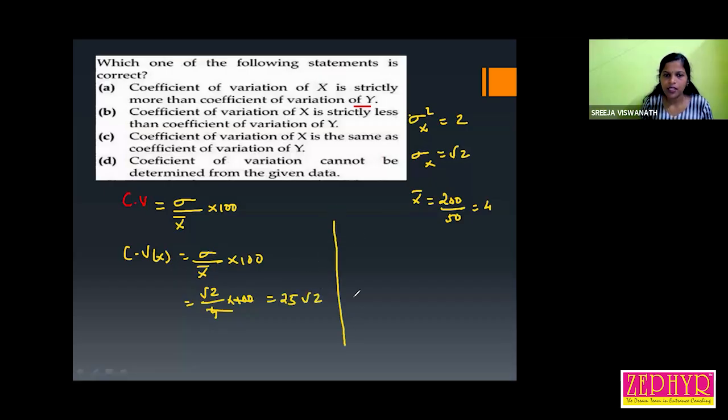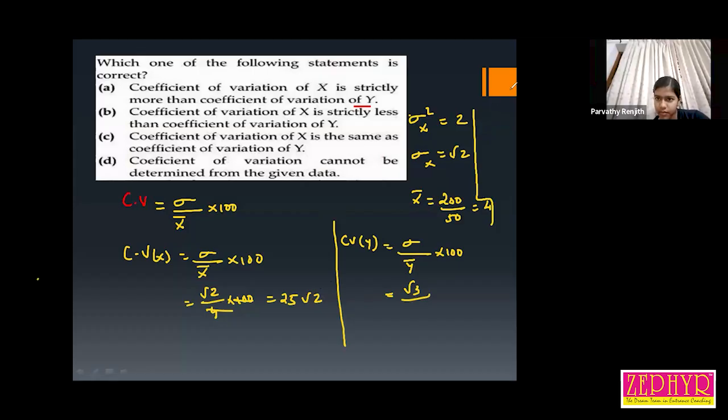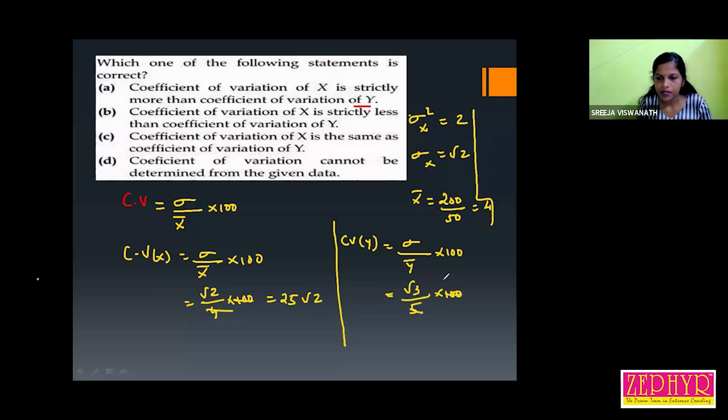Like that, coefficient of variation of y is sigma by y bar into 100. Sigma square was 3, so sigma is root 3. Root 3 by y bar, and y bar was 5, into 100. That is 20 root 3. One is 25 root 2 and one is 20 root 3.